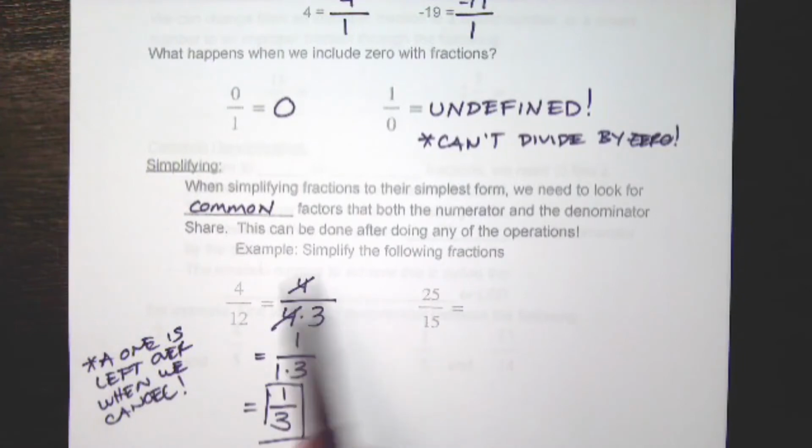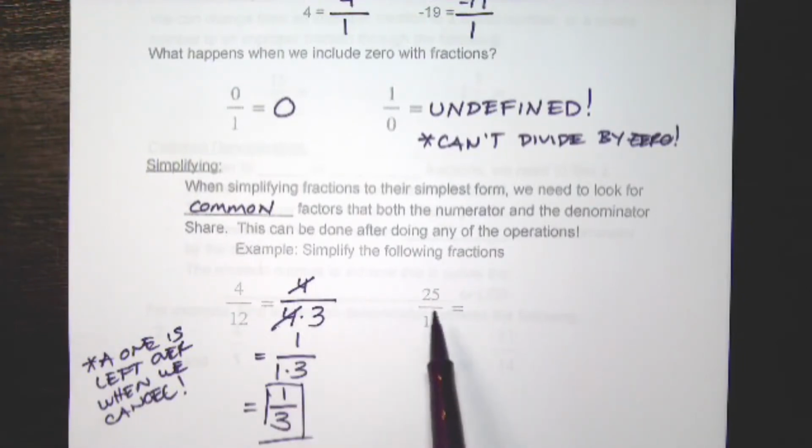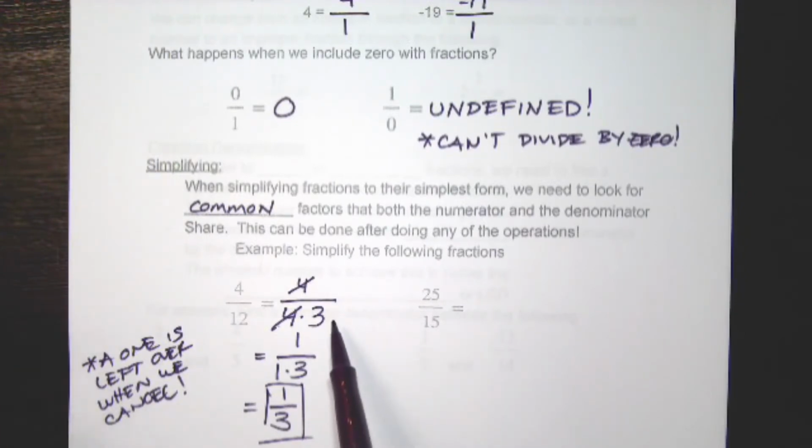Now, try to do the same idea over here, where we found what common factors these had to cancel, with this 25 over 15. So give that a pause and see how far you can get doing that same idea of simplifying.